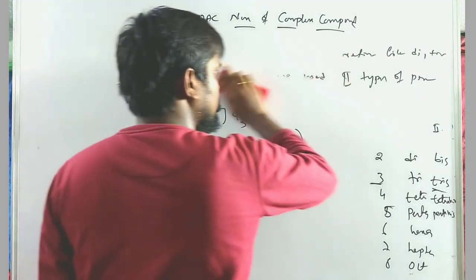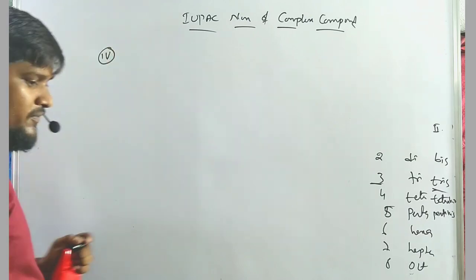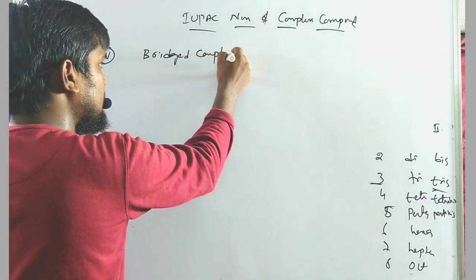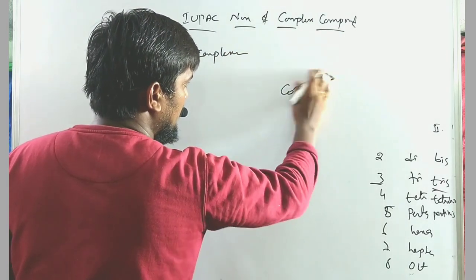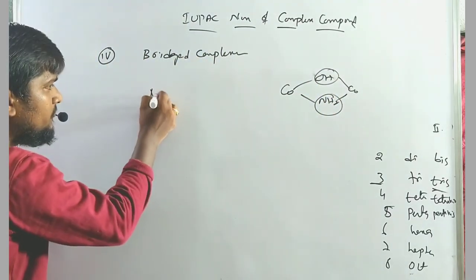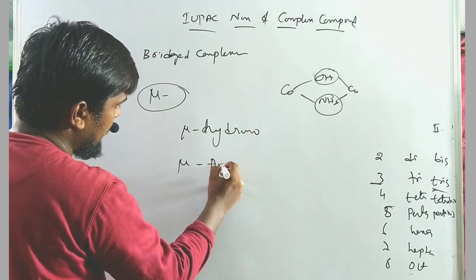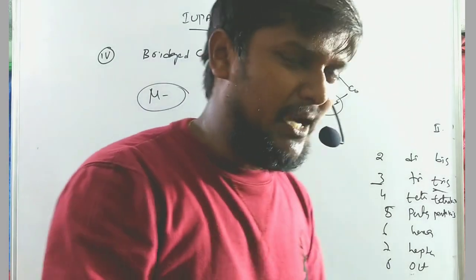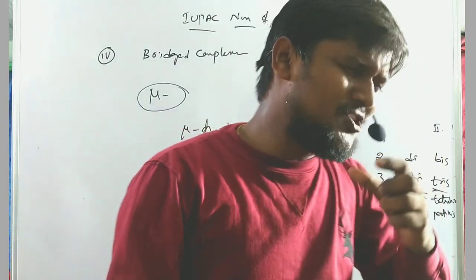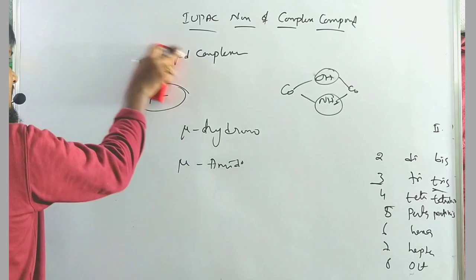Now the fourth rule: if a ligand is present at a bridge position, that is, bridged complexes like cobalt NH2 or OH cobalt, we use the prefix mu before writing the name. For example, mu hydroxo, mu amido. NH2 minus means amido, not amino. Amine means ammonia. If a bridging ligand is present, before writing its name, we use the prefix mu. This is the fourth rule about ligands.